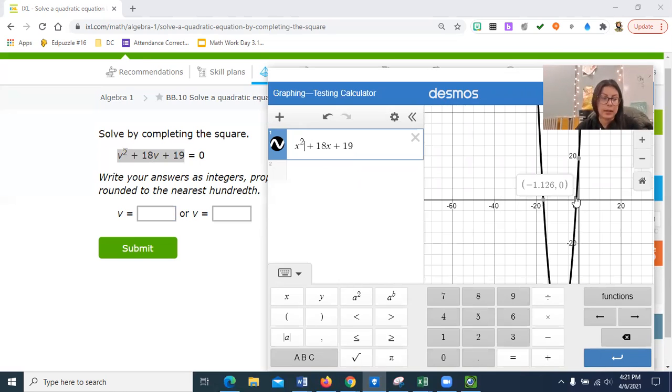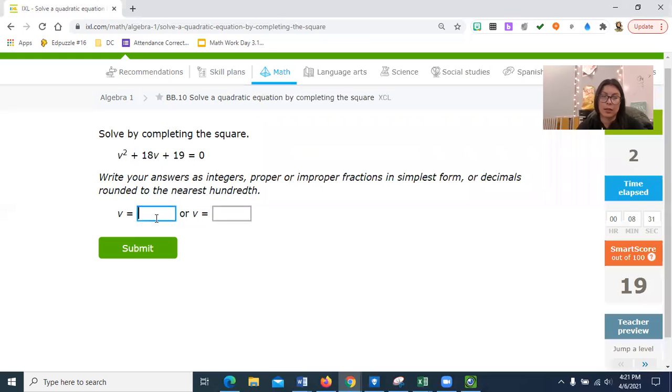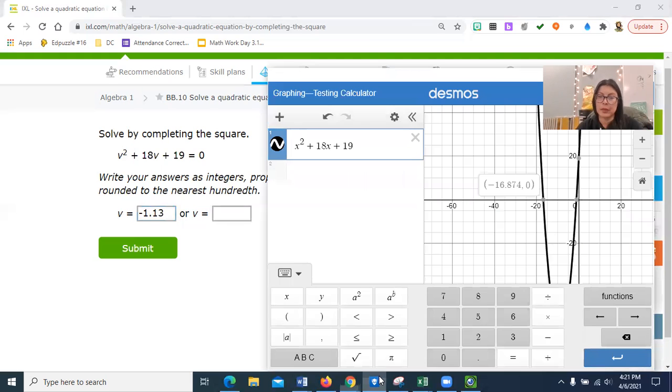They cross at negative 1.126 because it's a 6. It rounds up, so it's going to be negative 1.13. And then the other one is going to be a 4 at the end, so it's going to stay. So when it's 4 or less, you don't have to go up. So it's negative 16.87.